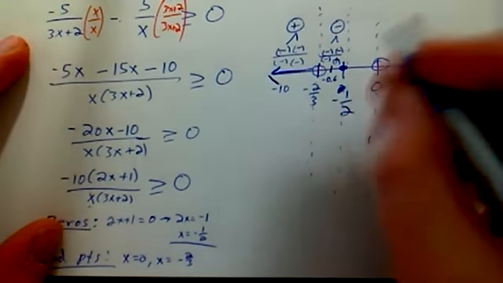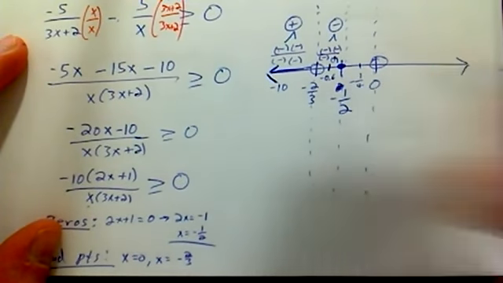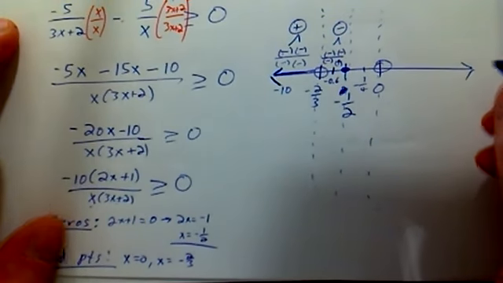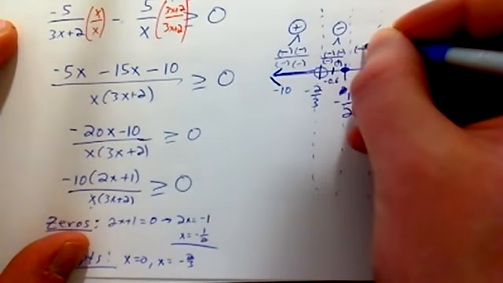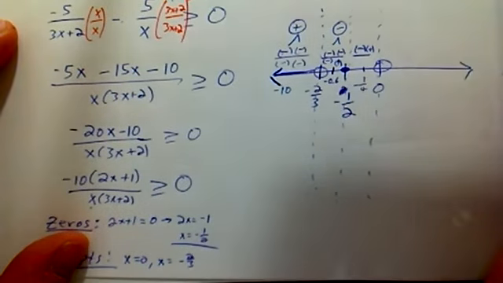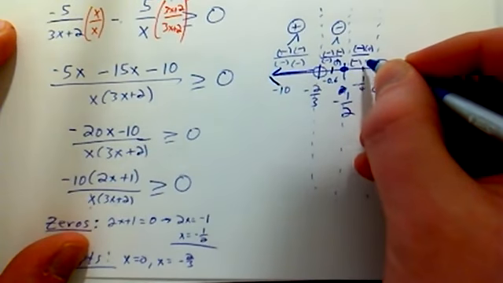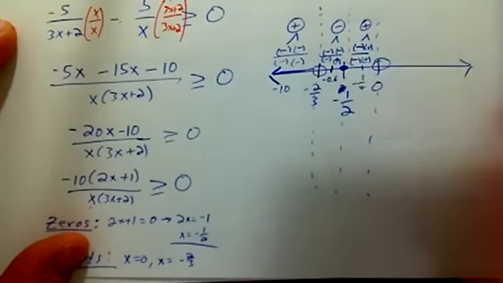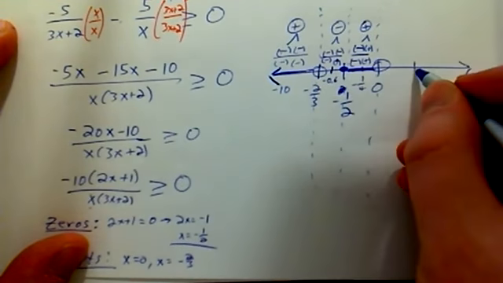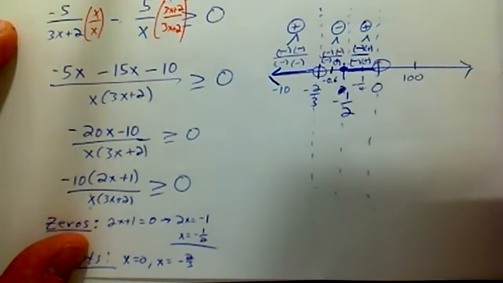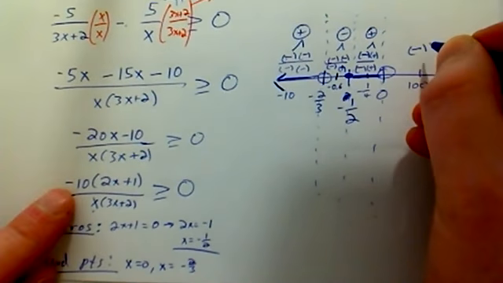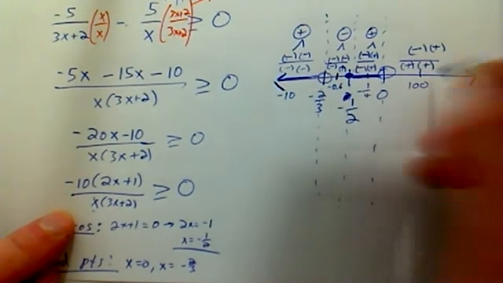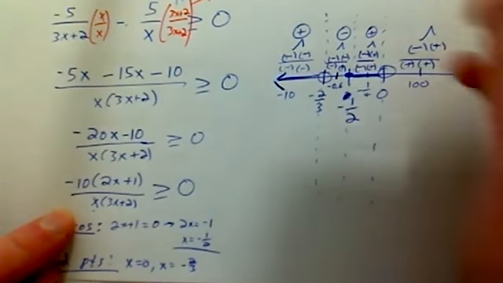If we move to this next point, let's pick a point like, say, negative 1/4. If we use negative 1/4, what you'll find is that we're getting a negative times a positive over a negative times a positive, which should give you something positive. So we want the positive stuff, we'll shade it. And over here we'll pick something like 100. We're getting the negative from the negative 10, a positive, positive, and another positive. Altogether, this is something negative.